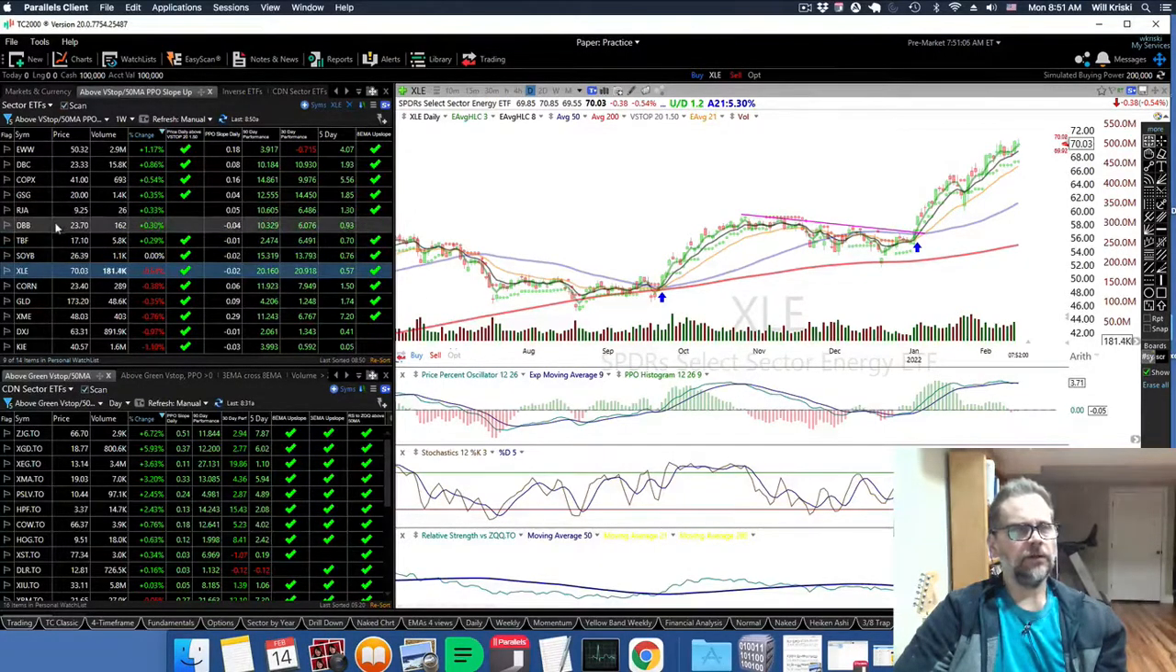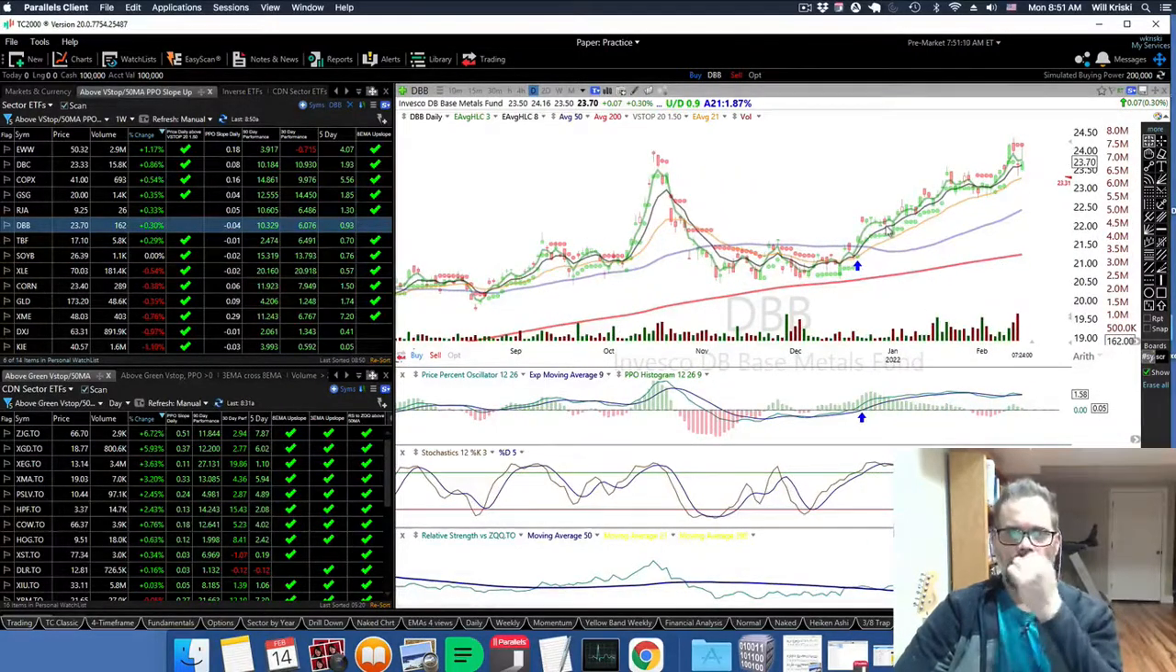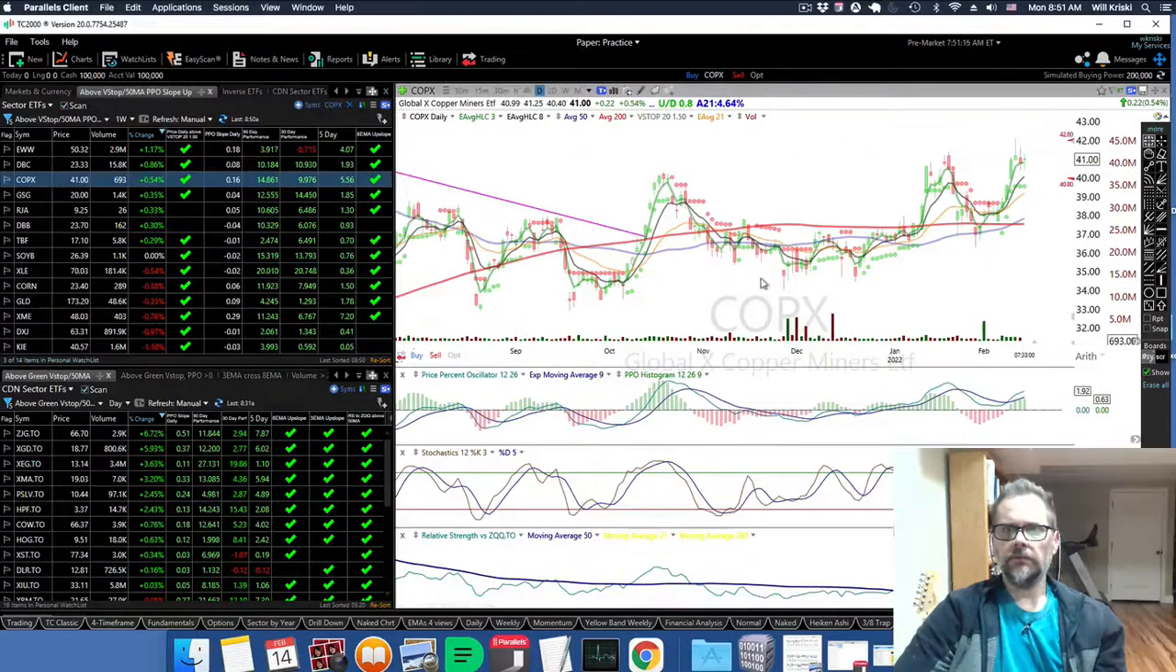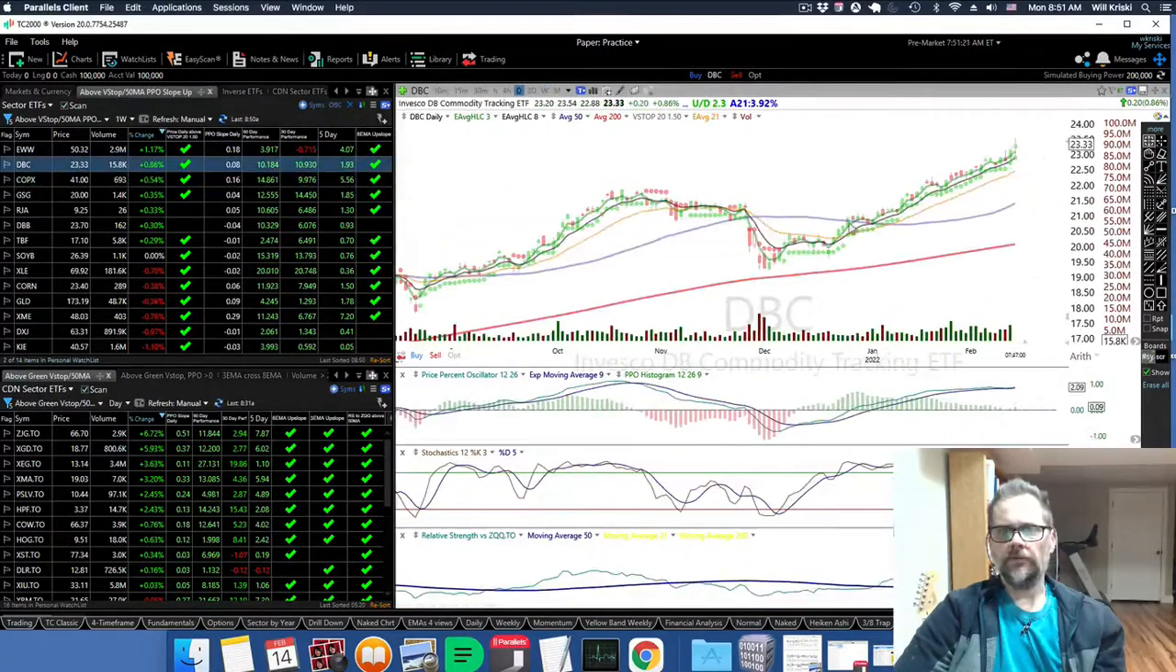You've got some utilities here, or sorry, let's just go with the base metals, like obviously copper and stuff like that. And then you have COPX here. This is a bit up and down, but you have the commodities is what I was going to try to get at. This really smooth uptrend here.